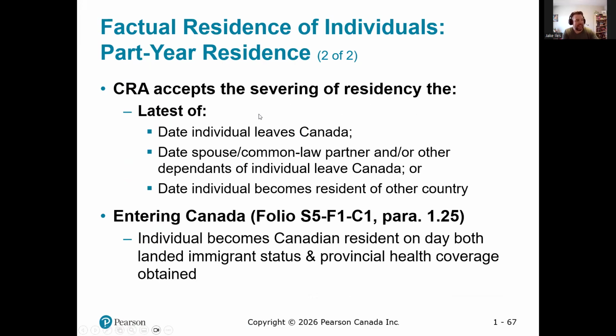So when you leave Canada, we often look at the latest date of when the individual actually left, the date their spouse or partner left, or the date the individual becomes resident of another country. So basically, I moved to France, my spouse is going to come with me. Well, as long as my spouse is in Canada, that's where my tie is. So even though I've gone to France, my residency doesn't break until my family comes with me. But if I establish ties in the other country, in France, so I'm saying, okay, my family's come with me.